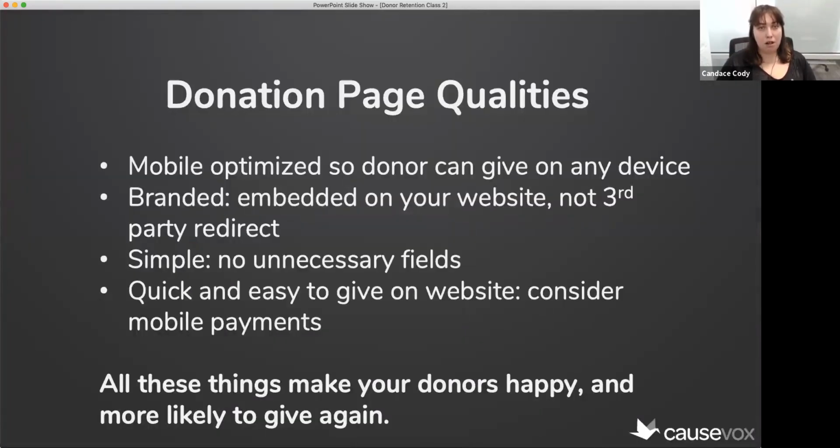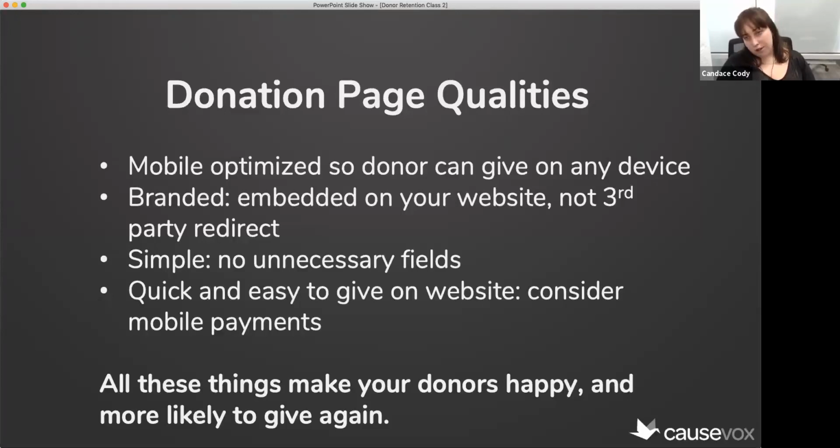A few qualities that you want to ensure that your donation page has: being mobile optimized so that the donor can give on any device whenever they want to. Having it be branded, so not having a third-party redirect, but instead keeping donors right on your website in order to complete their donation, which is something that the CauseVox donation pages do, as you can embed those right on your website. And having it be simple, removing unnecessary fields, decreasing friction, and just in general making it quick and easy to give on your website.